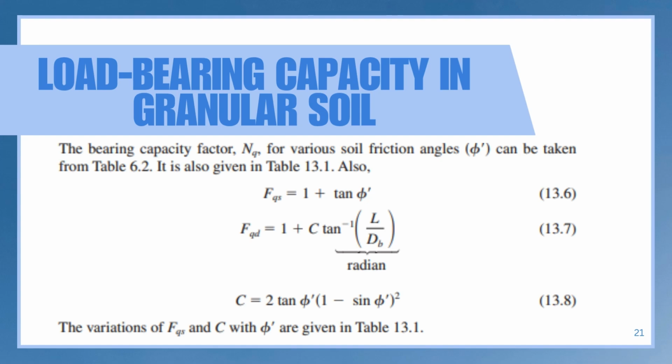These equations define the correction factors used in the previous expression. The shape factor F_qs depends on the soil friction angle φ', indicating how shear strength affects capacity. The depth factor F_qd accounts for the embedment ratio L over D, showing how deeper piles increase resistance. Finally, the constant C, which is also a function of φ', is used in calculating the depth factor, reinforcing that friction angle plays a key role in granular soil behavior.